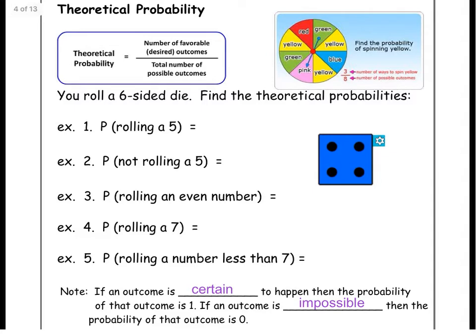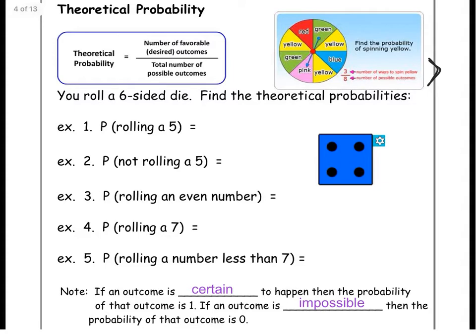Okay, so next we're going to look at theoretical probability. Remember, theoretical probability is what should happen. So it's the number of desired outcomes over the total number of possible outcomes. That little spinner, I know it's kind of hard to see, says find the probability of spinning yellow. The probability of spinning yellow is 3/8, which is shown here. That's because there are 3 ways to get yellow. There are 3 yellow spots out of 8 total spots. So the theoretical probability of spinning yellow is 3/8.